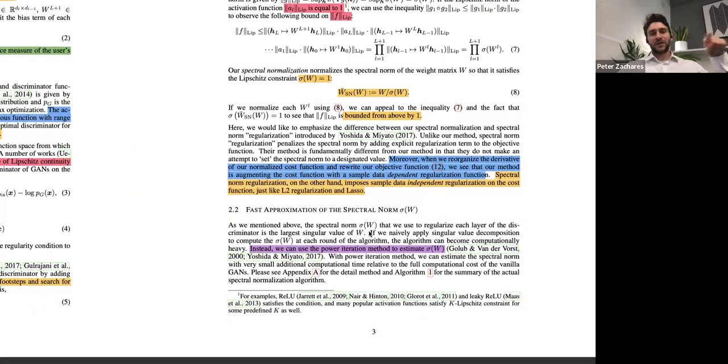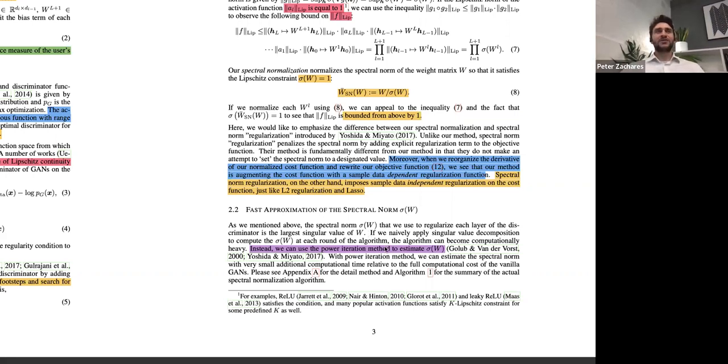And what's interesting is if you look at the appendix, the whole idea of power iteration is that you keep multiplying a vector by the matrix essentially. And the more times you do it, the more accurately you can estimate the largest eigenvector and then the largest eigenvalue. But they assume that the change in the weight matrix between steps is really small. So they only perform one iteration of power iteration to calculate the largest singular value at each step.